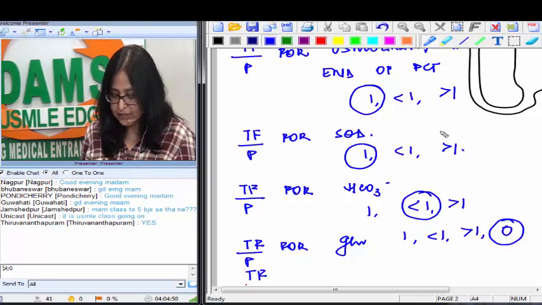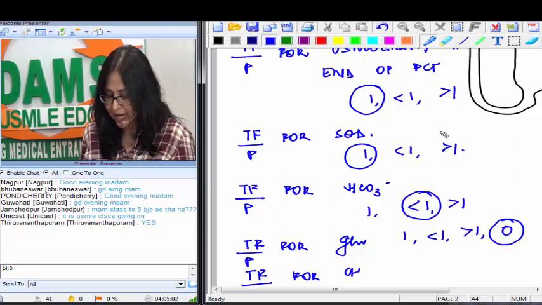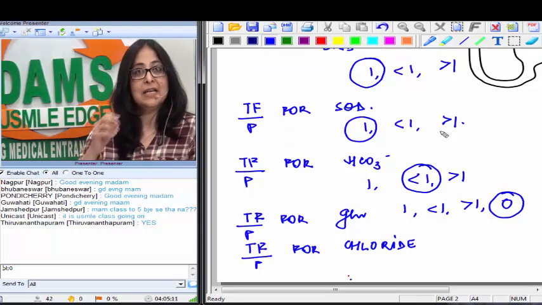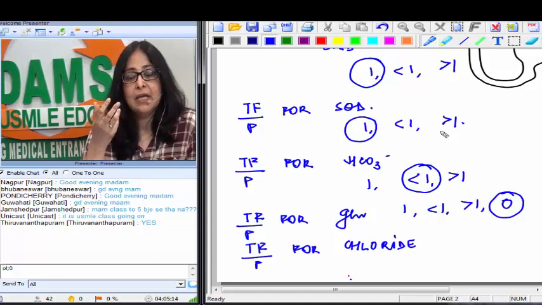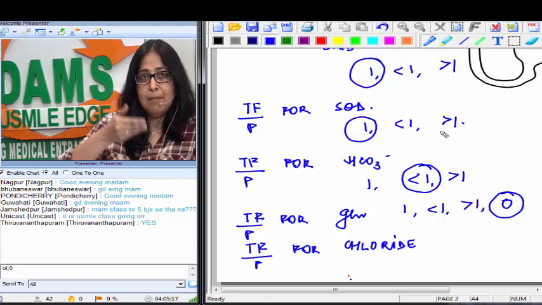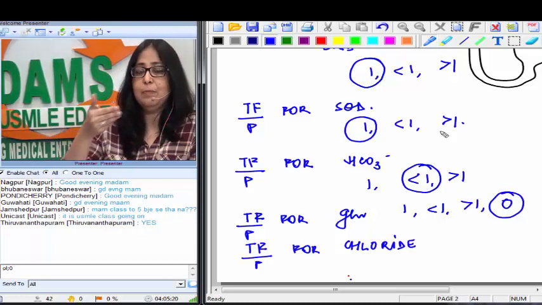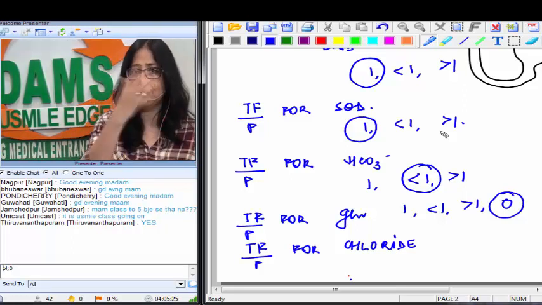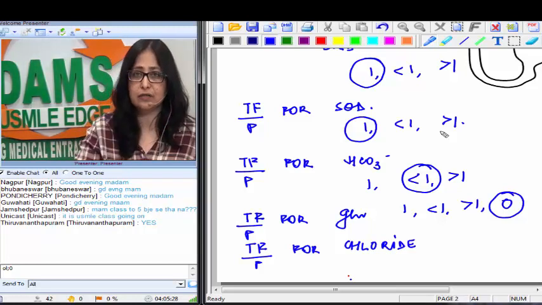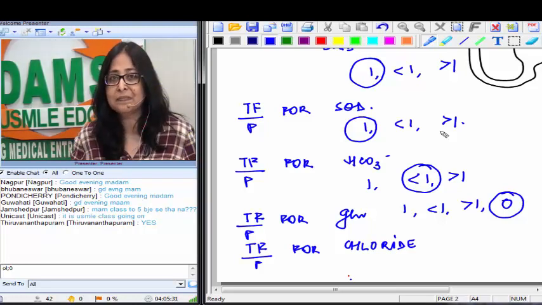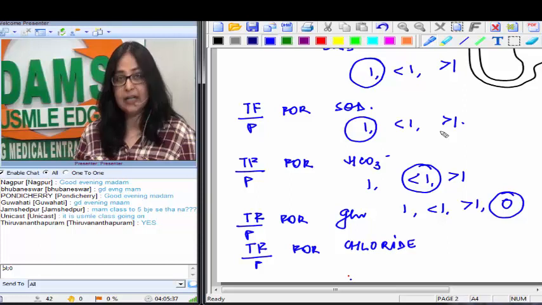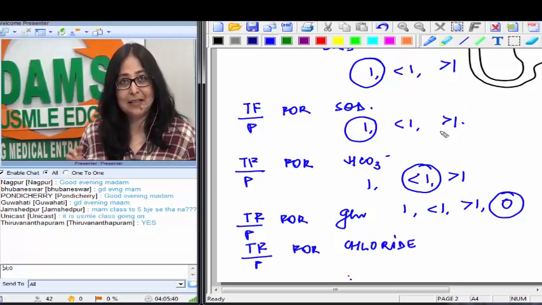Let's take the example of TF by P ratio for chloride. Now chloride, see, normally what do I expect? I expect the amount of chloride being absorbed will be equal to the amount of sodium being absorbed. See, chloride always follows sodium. So if sodium is absorbed to the extent of 2/3, chloride will also be absorbed to the extent of 2/3, and water is also absorbed to the extent of 2/3. They are linked with each other, sodium, chloride and water. Right? But it's not that simple really.